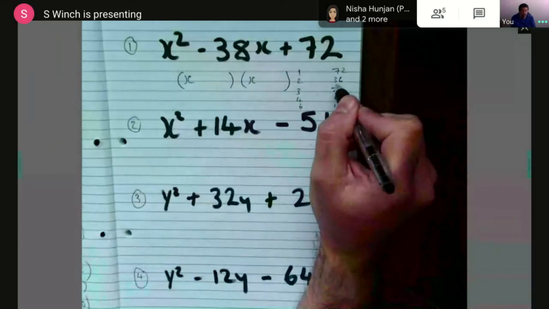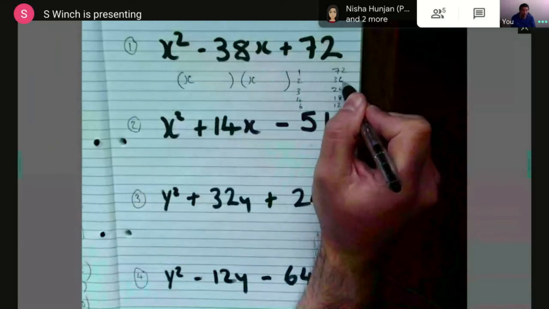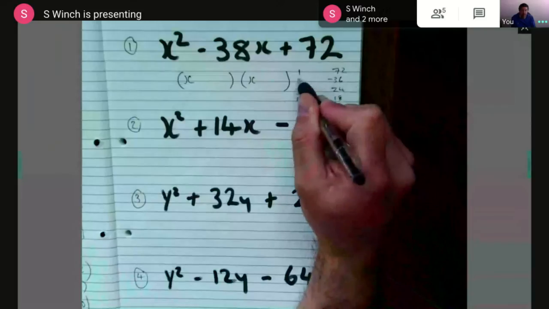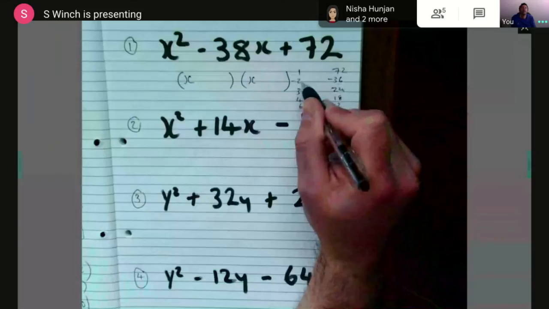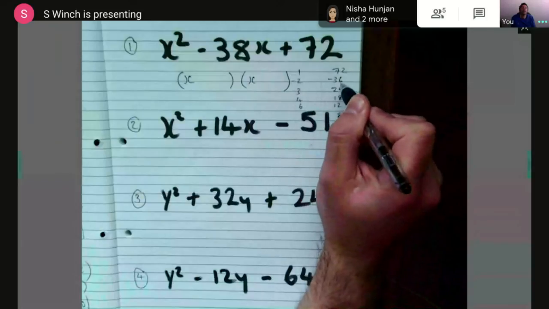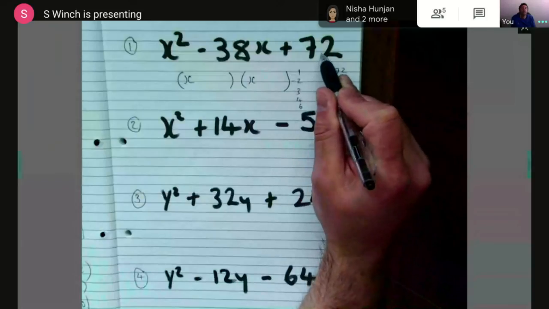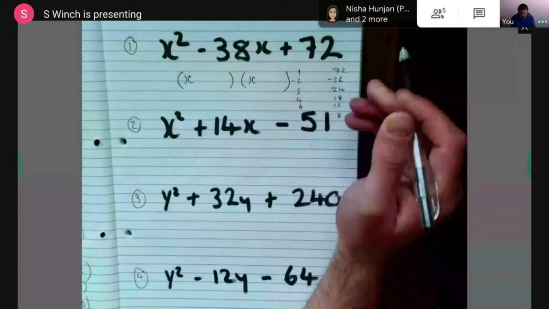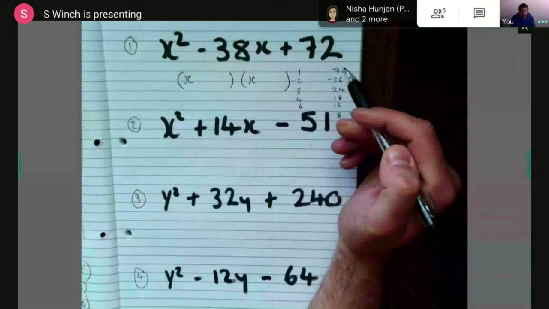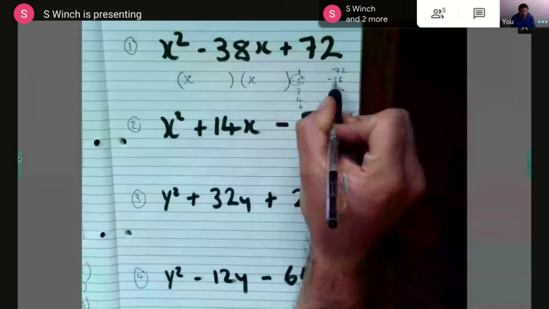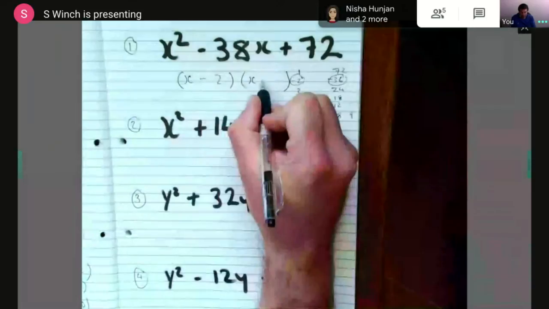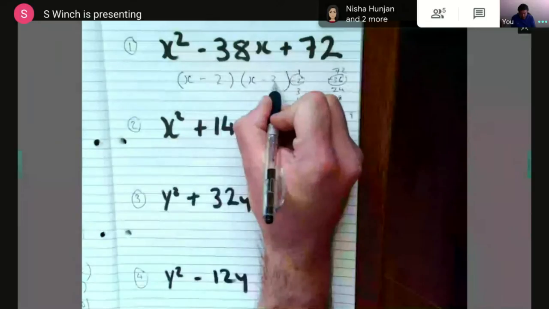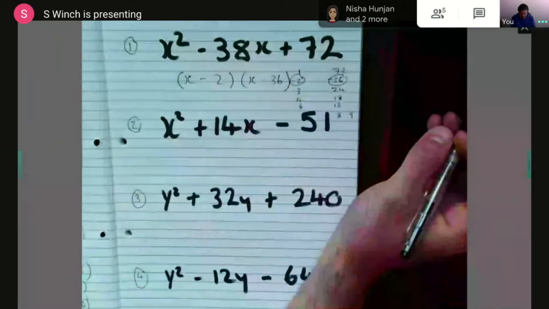So if I've got minus 36, take away 2, that would of course give us minus 38. And also minus 2 times minus 36 would give us positive 72. Two minuses, when you multiply them together, of course, gives us a positive. So this is the combination that we're looking at: minus 2 and minus 36. Okay, brilliant. Let's have a look at the next one.